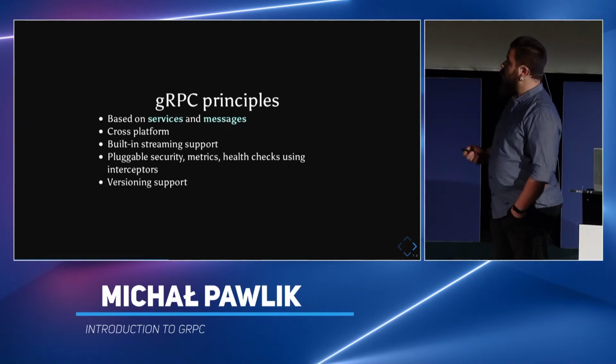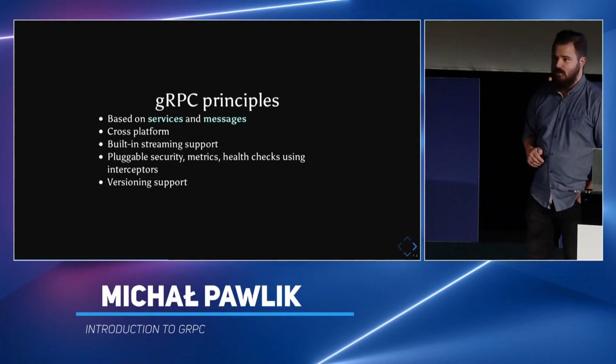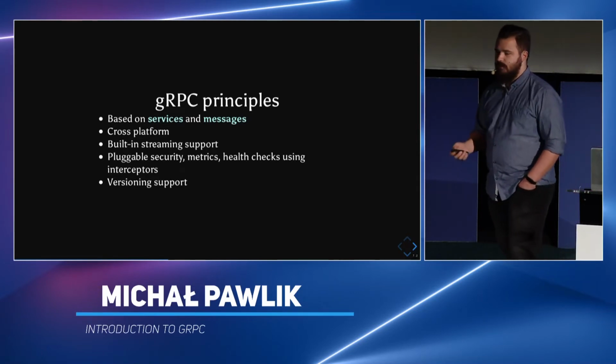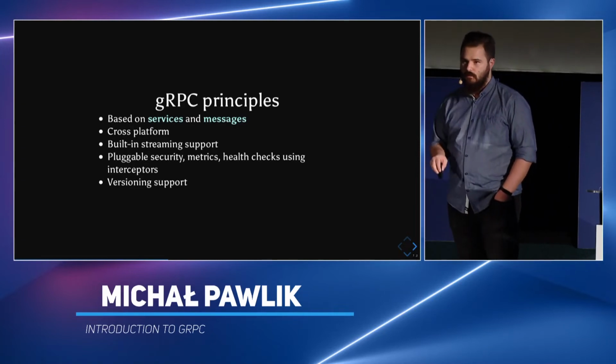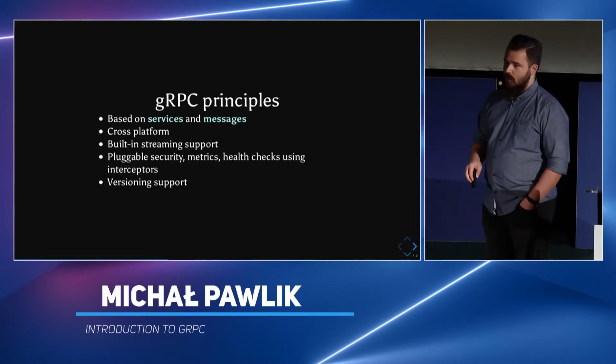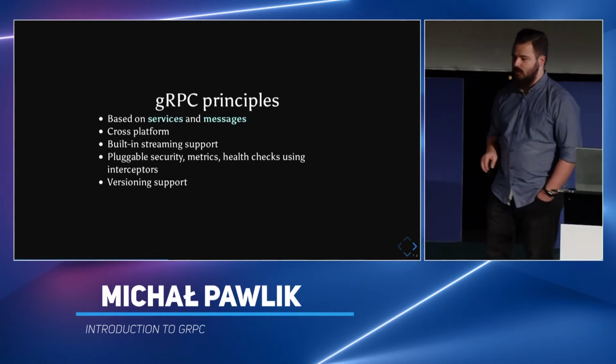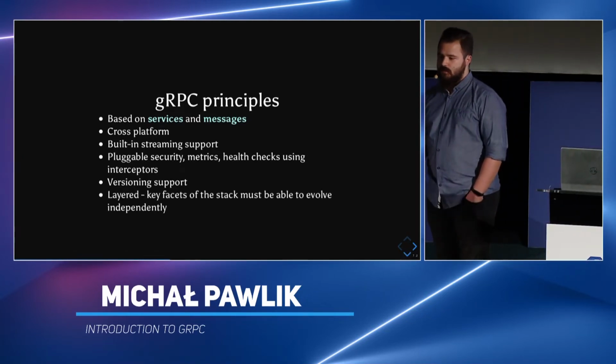And one more thing, versioning support. So this is still something that was missing in JSON. You have versioning support because you use protocol buffers, and we, in a second, will explain how you actually support versioning. The last fact is that it is layered.